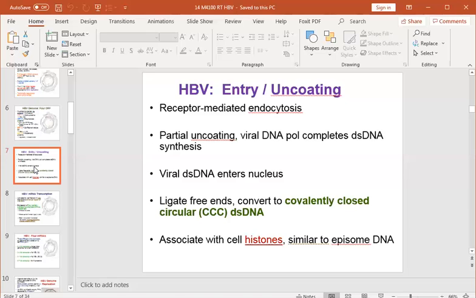And this linear strand will be converted to CCC, covalently closed circular double-stranded DNA. The circular double-stranded DNA will associate with host cell histones. So the mechanism is very similar to episomal DNA, extrachromosomal units of DNA.